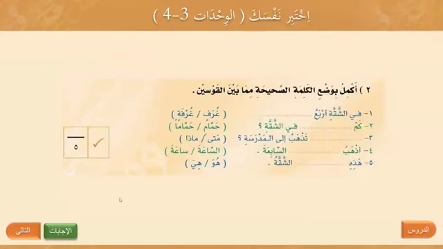التالي, next. أكمل, complete, بوضع الكلمة الصحيحة, by putting the correct word مما بين القوسين, which is between the two brackets. So we have two brackets here, and between the two brackets we have to choose the correct word. في الشقة أربع what? In the apartment there are four. You want to say that there are four rooms. So أربع غرفٍ or غرفةٍ. Yes, it will be غرفٍ.